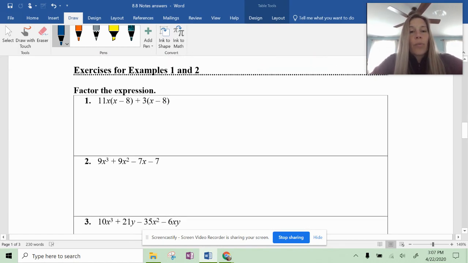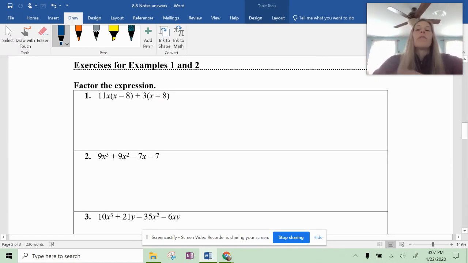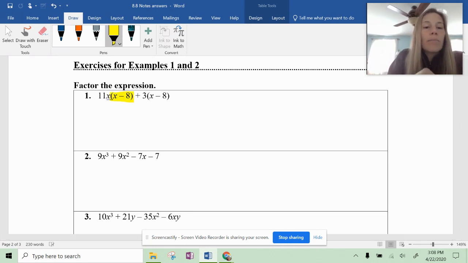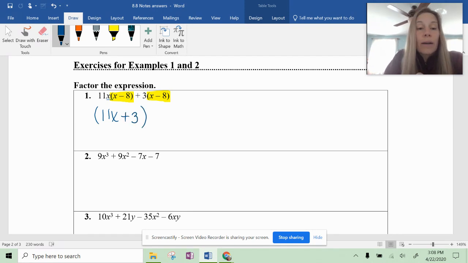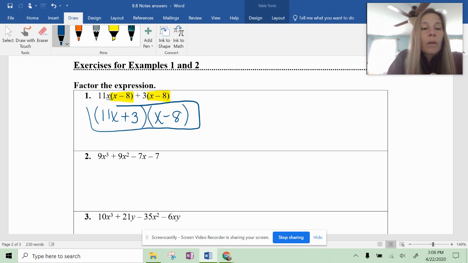All right, so let's do a couple practice problems similar to what we just went over. For the first example here, we see that this x minus 8 is already the same. So then we're going to take our two GCFs, which are 11x plus 3. Those come together to be our first factor. And then that repeated binomial would be the second factor, which is just x minus 8. And that's it.